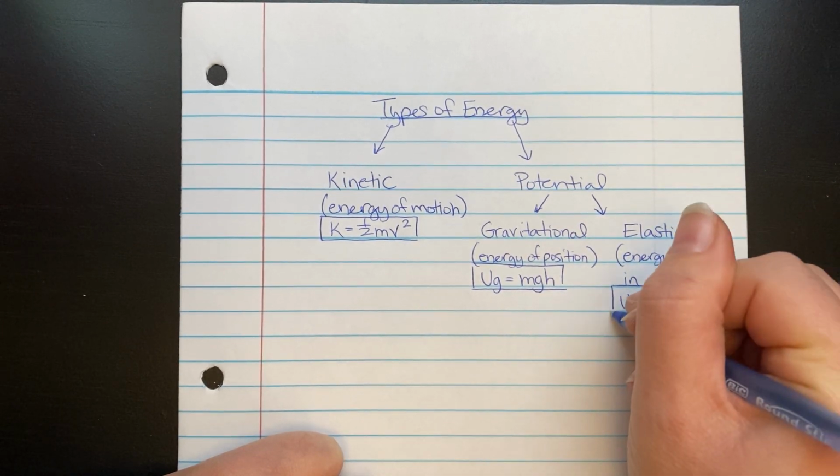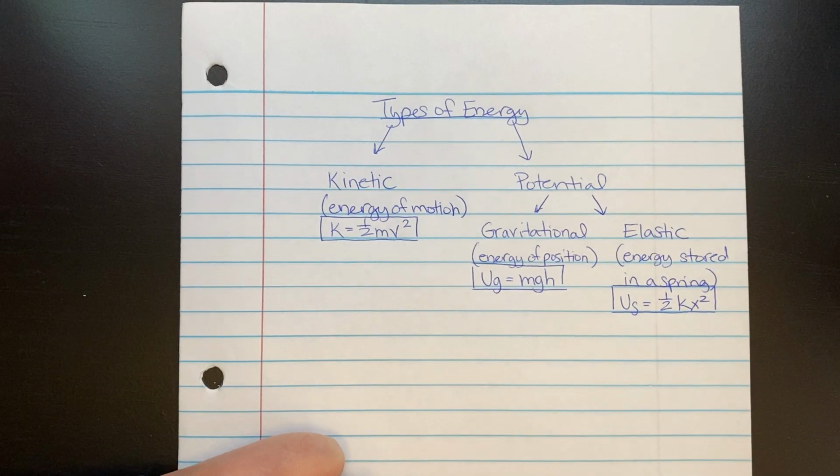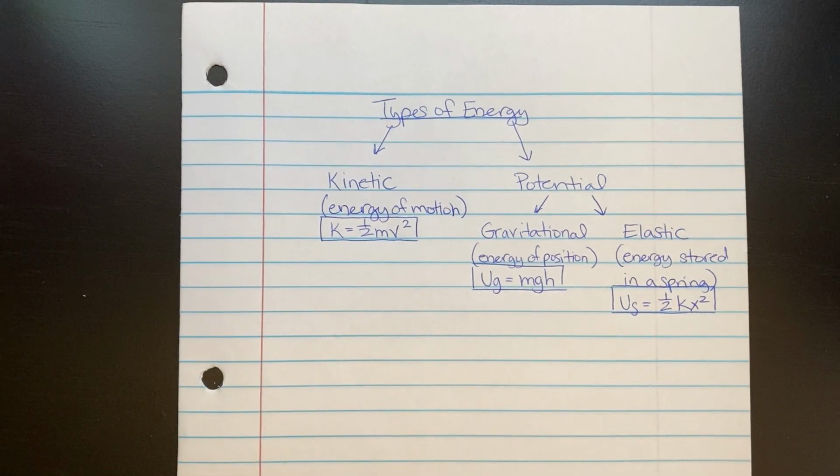Now, for those of you who have been paying attention, you might be saying to yourself, hey, isn't that the work done by a spring? It is. Remember, according to the work energy theorem, the work done is equal to the energy stored. So once we have these three different types of energy, we can go ahead and, well, actually, before we do that, let's just practice using UG equals mgh.